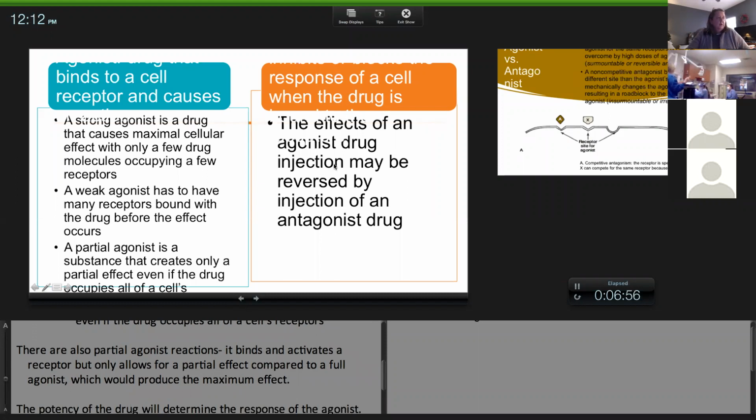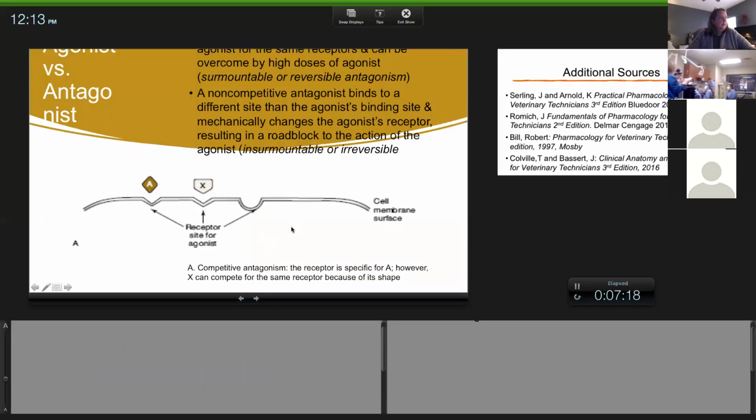Now, if you talk about giving an antagonist, we're talking about reversing an effect. If a drug agonizes, when you give the antagonist, we expect reversal of the effects of the initial drug, which is the agonist. So if we look at the next slide, you can look at the picture. If it agonizes at certain receptors, an antagonist is going to bind and change that receptor, almost blocking it.